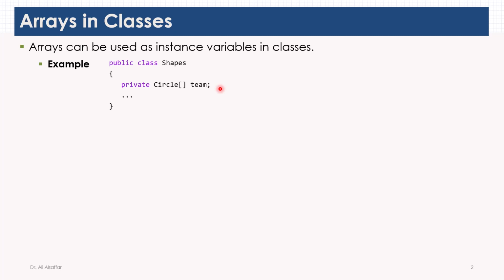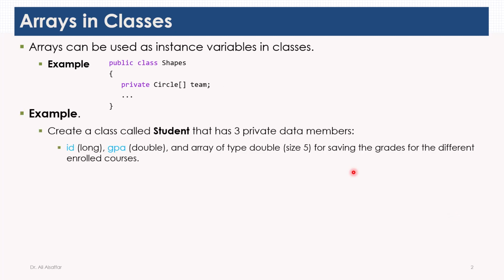So when you create an object from this class, the first thing the system will do is come to the array, allocate memory for it, and then the next step it will go to the constructor. Let us take an example showing you how to define arrays inside the classes.